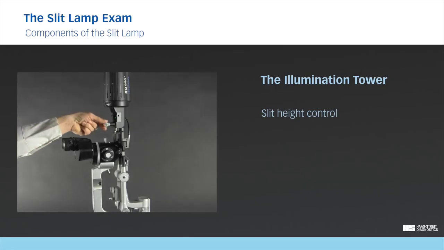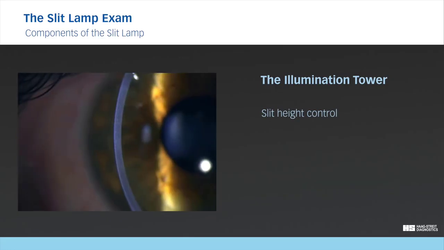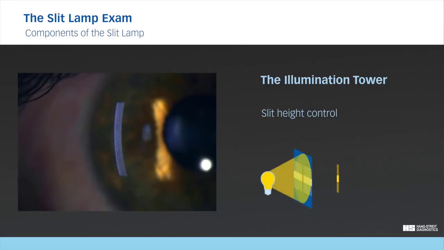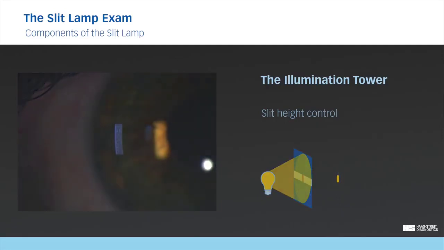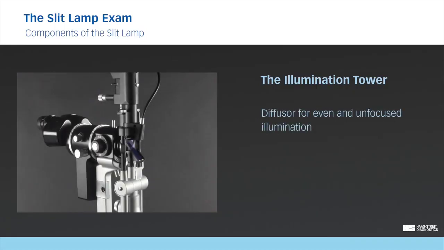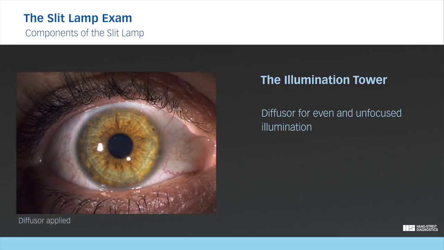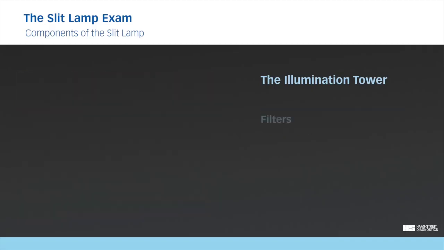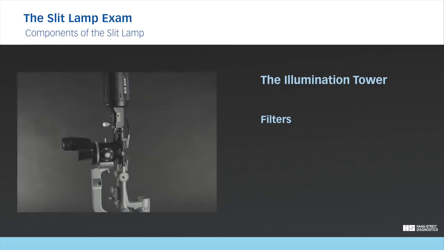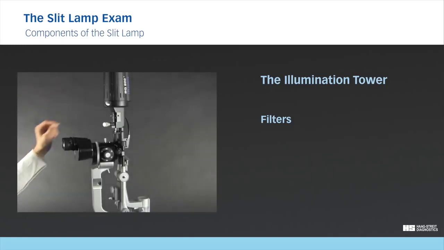By turning the slit height control, the beam can be adjusted from high to short. This is helpful for measuring purposes in and on the eye. Most slit lamps include a diffuser, which is engaged by simply lifting it into position in front of the mirror. The diffuser creates an even, unfocused illumination that covers a wide portion of the view, which is especially important when making images. Different examination situations require the use of light filters.